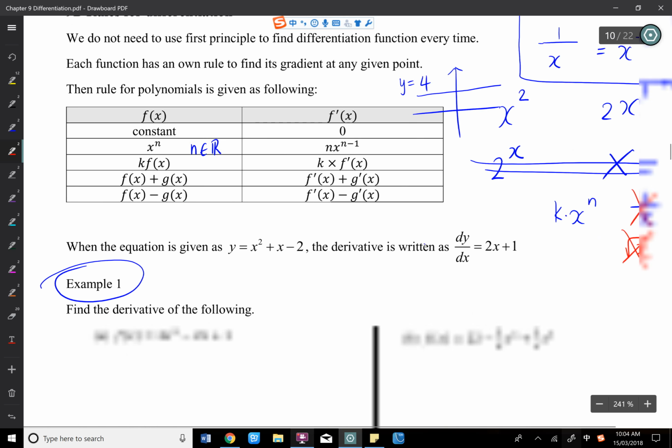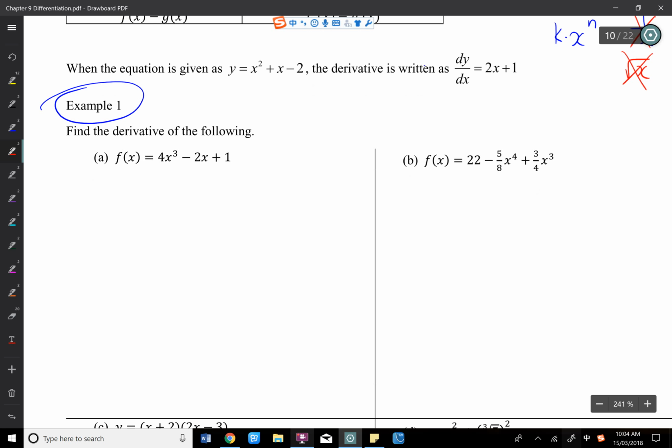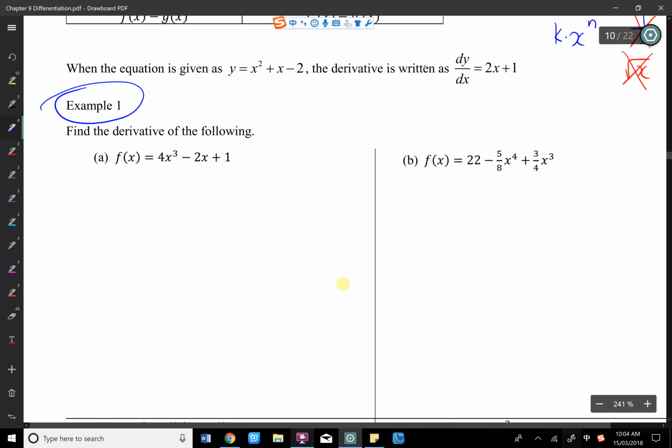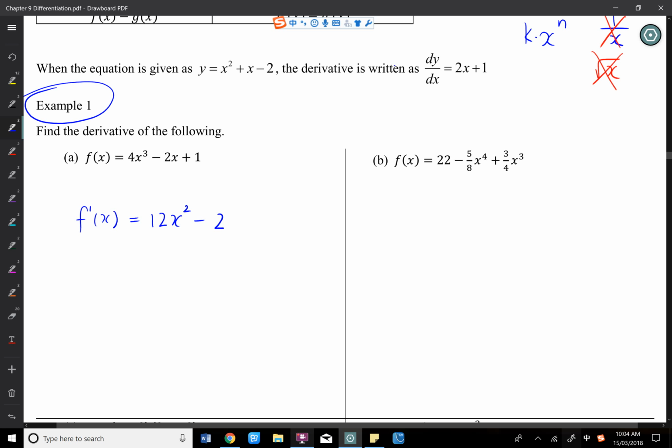Okay, let's have a look at the questions. Example 1. f(x) equals 4x cubed minus 2x. Well, it's all x to the power of n, so this one is easy. But remember, you are asked to find the derivative, so you will say f dash x, which equals 12x squared minus 2. This one's easy.